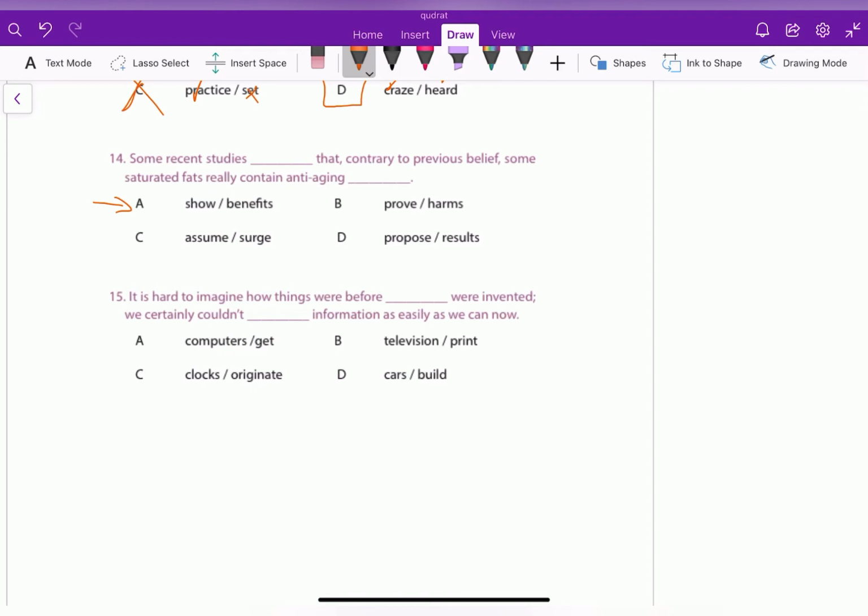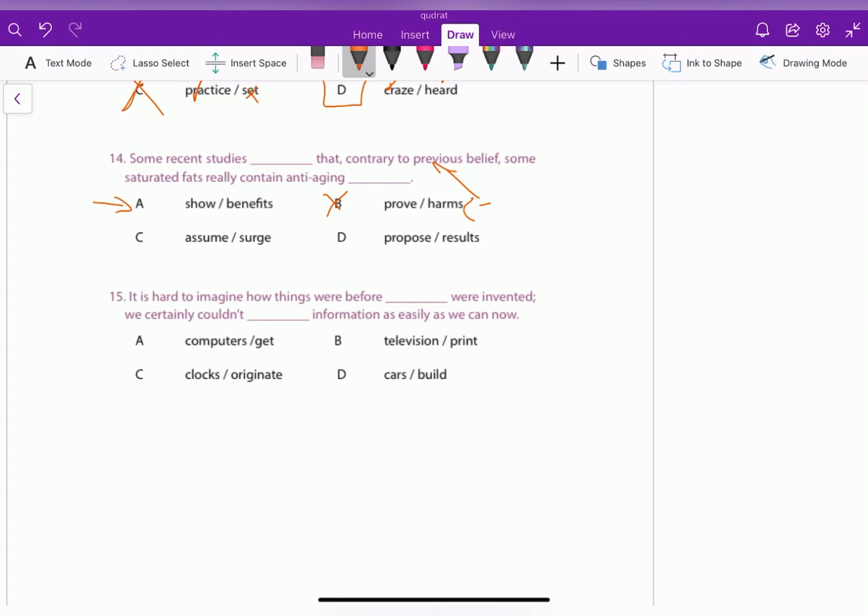Some recent studies prove that, contrary to previous belief, some saturated fat really contain anti-aging harms. So we're supposed to look at the contrary previous belief, which is probably that saturated fats are harmful. So we're supposed to look at the opposite, that they are showing benefit. So B is not the answer because it's still showing the contrary belief.